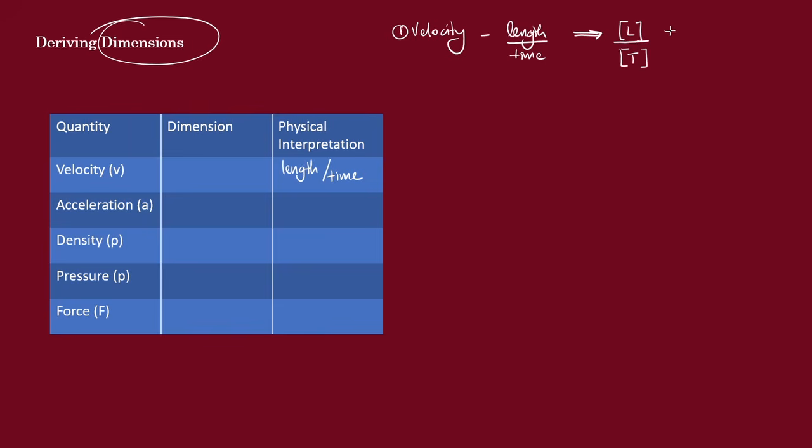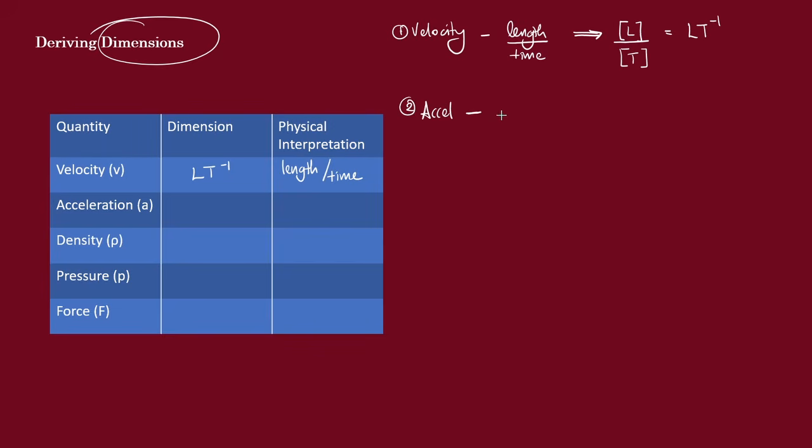By convention, you could say LT raised to the power minus 1. It's raised to the power minus 1 because it's the denominator. It's just to write it in one line and keep it neat. So the dimension of velocity is LT minus 1. Whatever velocity you end up with, whether centimeters per second or kilometers per hour, every one of them has the dimensions of length per unit time, LT raised to the power minus 1.